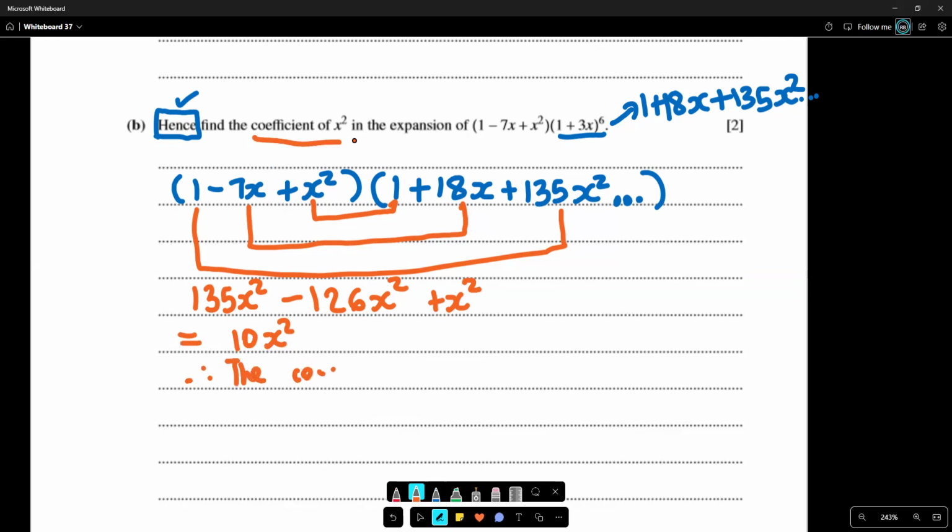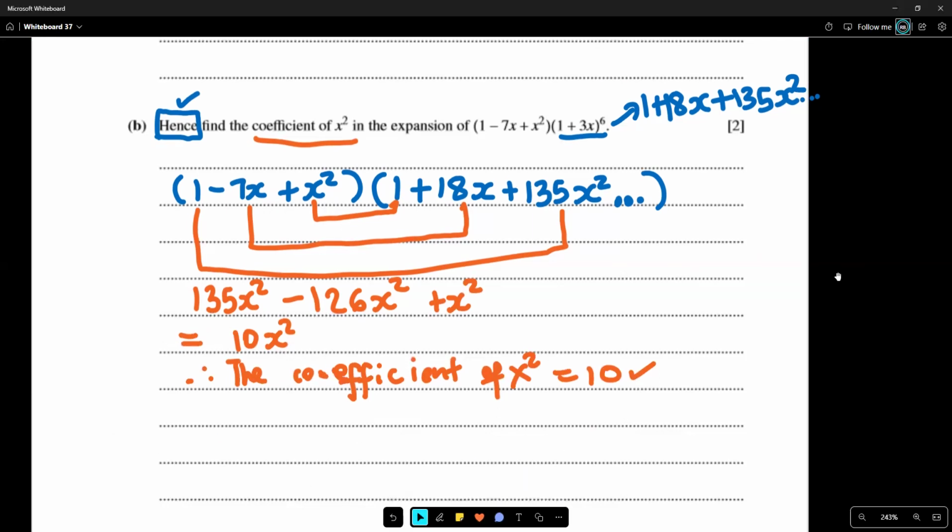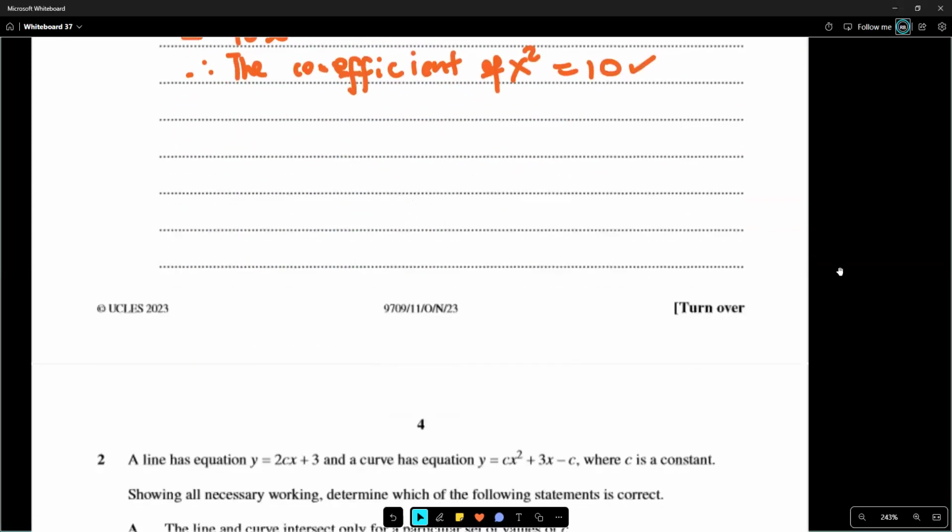Remember, they need the coefficient of x squared. So you have to write the coefficient of x squared equals 10. And then that's it with this question. Let's get to the next one.